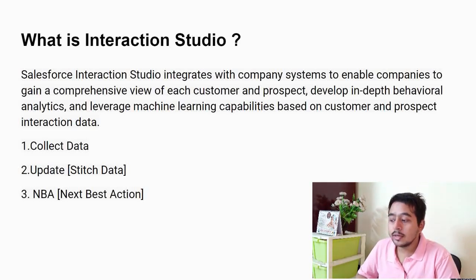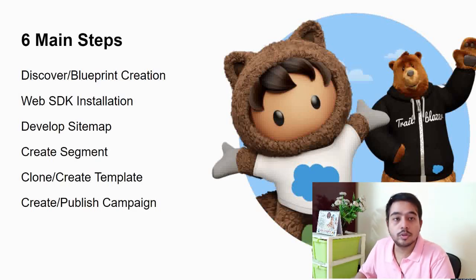Let me go to the first slide. Interaction Studio comes into the picture in three particular steps. First, collect the data. After they collect the data, they unify and update the data based on the user interactions, and finally the next best action, that is, what they have to offer. So collect, update, and next best action. These are the three steps of how Interaction Studio works.